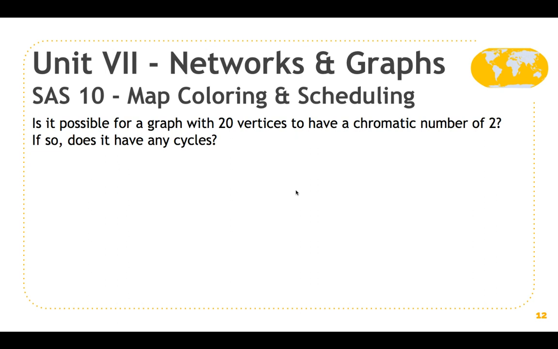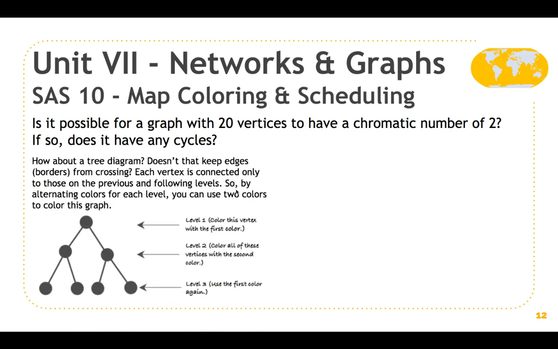Is it possible for a graph with 20 vertices to have a chromatic number of 2? If so, does it have any cycles? Well, I don't know. Let's look at it this way. How about a tree diagram? Doesn't that keep edges or borders from crossing? Yes. Each vertex is connected only to those of the previous and following levels. So by alternating colors for each level, you can use 2 colors to color this graph.